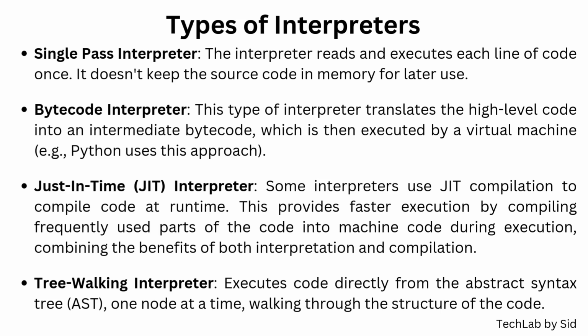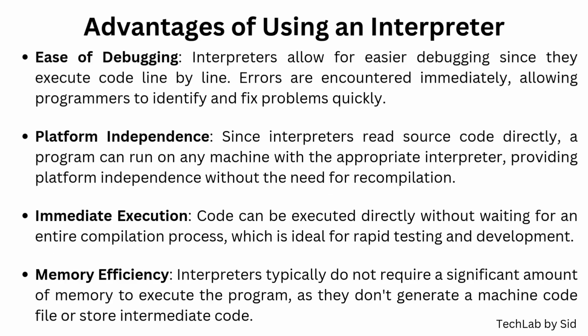Just-in-time, JIT, interpreter. Some interpreters use JIT compilation to compile code at runtime. This provides faster execution by compiling frequently used parts of the code into machine code during execution, combining the benefits of both interpretation and compilation. Tree-walking interpreter. Executes code directly from the abstract syntax tree, or AST, one node at a time, walking through the structure of the code.